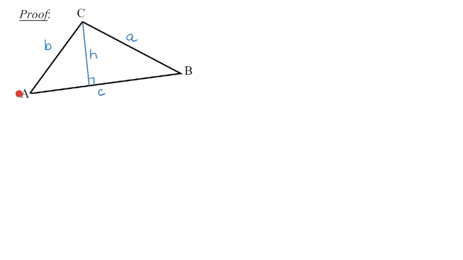So if we take angle A as our reference angle, we know the side opposite that is H, we know the hypotenuse of this triangle is B. So I can set this up here. The sine of angle A is the opposite side divided by the hypotenuse.